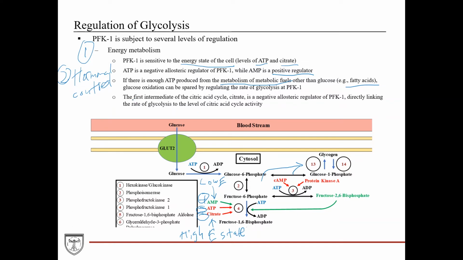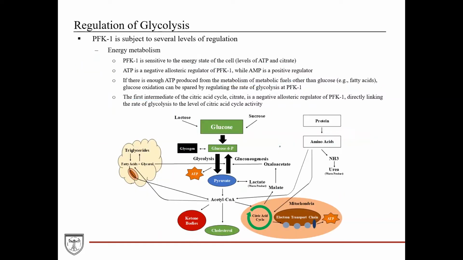Citrate is the first intermediate of the citric acid cycle, and like we said, it's a negative allosteric regulator. What that does, as we indicate in this diagram here, is directly link citric acid cycle activity, and really what's going on in the mitochondria, to the flux and rate of glycolysis. So we have PFK1 here as the main enzyme. If you have increased flux of the citric acid cycle, you're going to have increased levels of citrate. So citrate will accumulate in the cell, and then it'll come back and negative feedback inhibit PFK1. And so again, that directly links the activity of the citric acid cycle to the flux and rate of glycolysis.